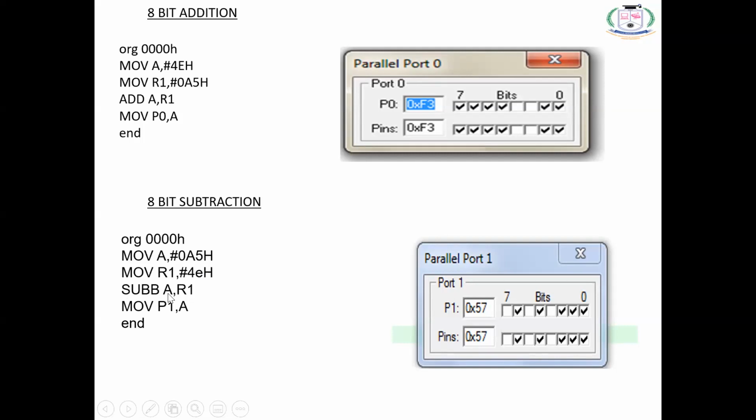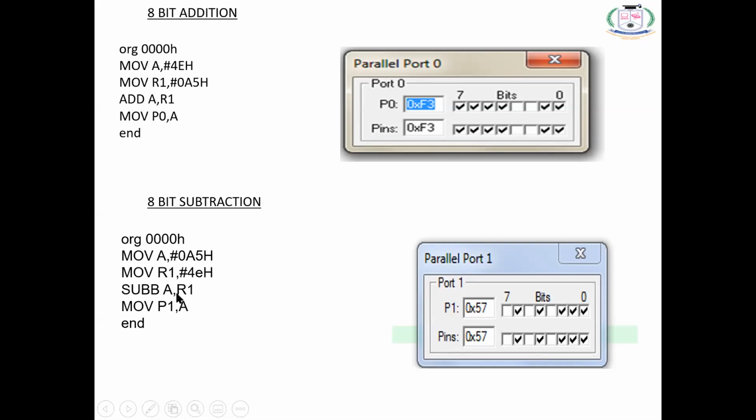So SUBB A, R1. SUBB means subtract with borrow. If borrow is there, it will subtract accumulator minus R1 minus carry value. Or else it will do A minus R1 only. So it will calculate A5 minus 4E. What is my answer, ma'am? 57. Where will that be stored, ma'am? In the accumulator. After all arithmetical and logical operations, my accumulator will store the result. So A minus R1, the accumulator will hold the value 57.